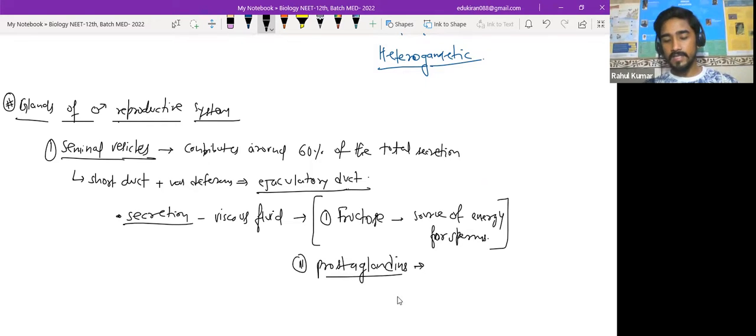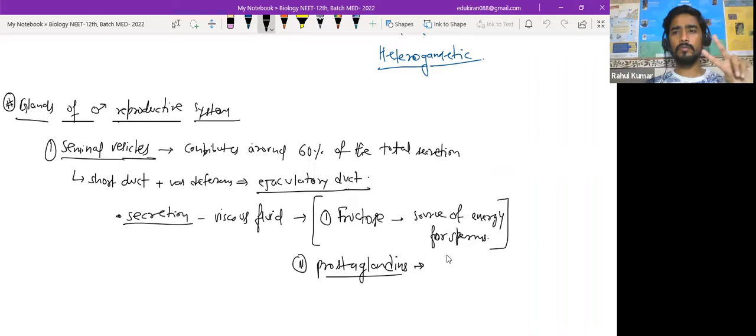These are the important chemicals which contribute to motility and viability. You will see in NCERT written that secretions of seminal vesicles enhance the motility and viability of the sperms. But how? Through this. So write down, they enhance the motility and viability. Now, these two are different terms.